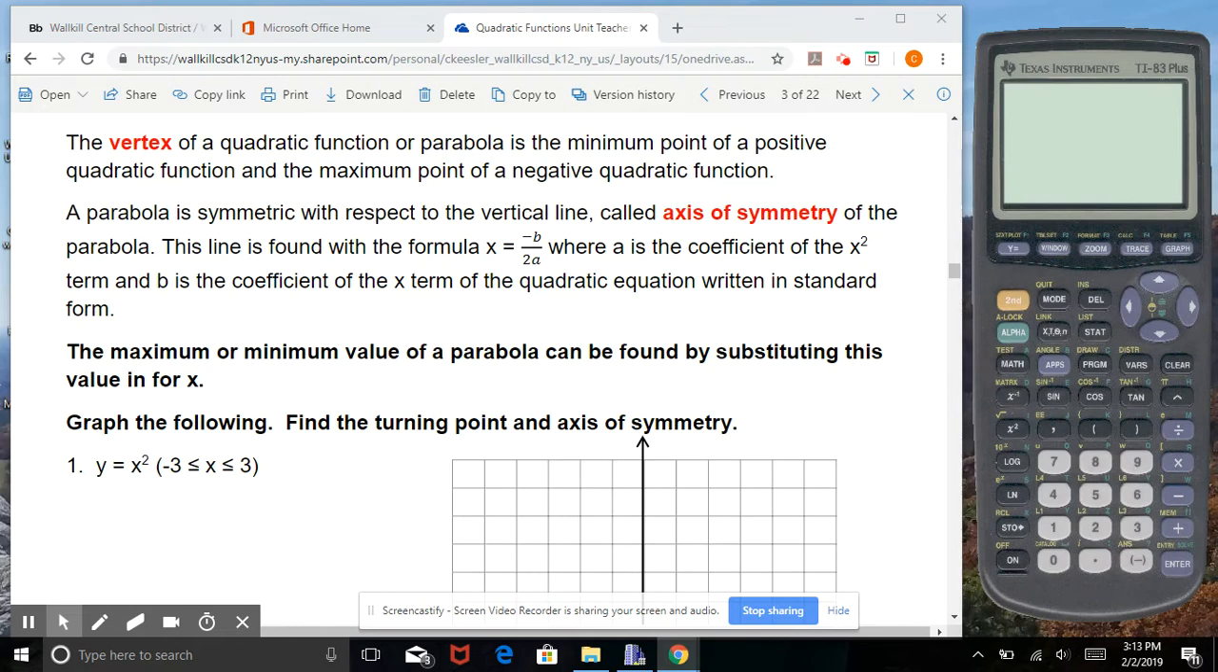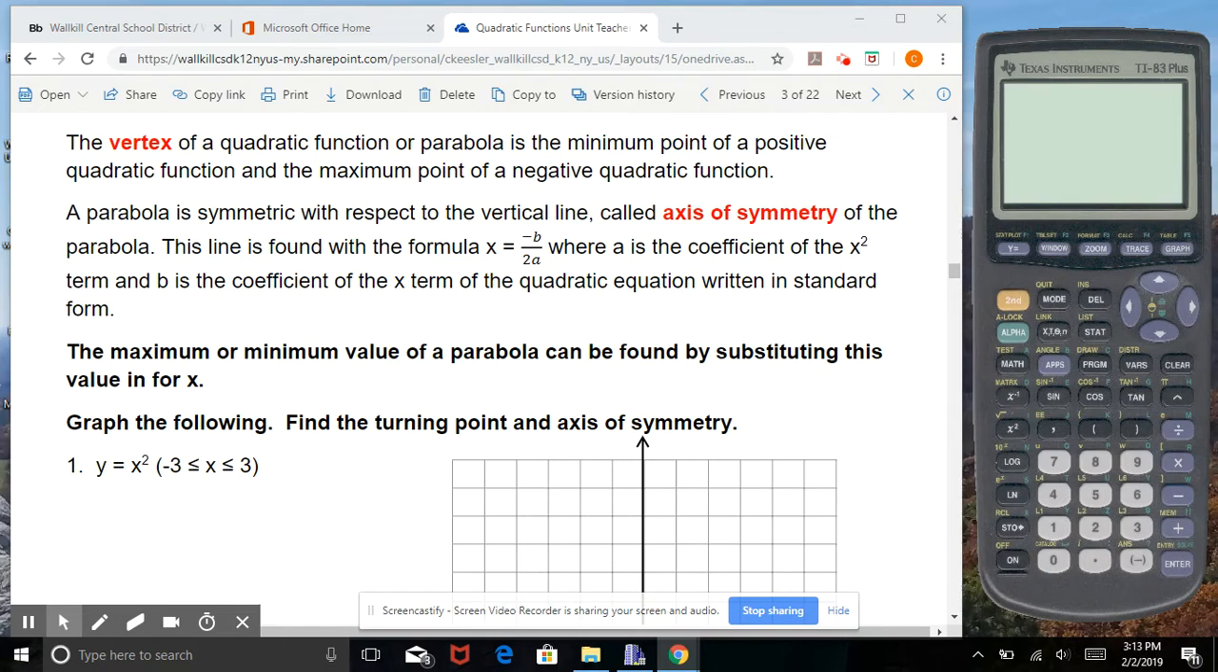A parabola is symmetric with respect to the vertical line called the axis of symmetry of the parabola. This line is found with the formula x equals negative b over 2a, where a is the coefficient of the x squared term and b is the coefficient of the x term of the quadratic equation written in standard form.